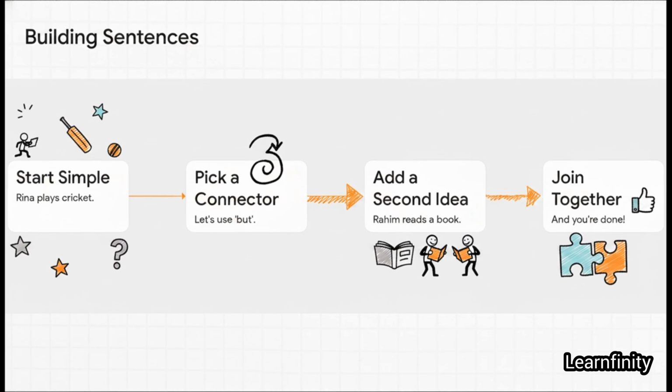Building a compound sentence is actually really easy. It's almost like following a recipe. First, you start with your first idea. Then, you pick a connector that fits. For this one, let's use but. After that, you add your second idea. And finally, you just join them together, and you're done.